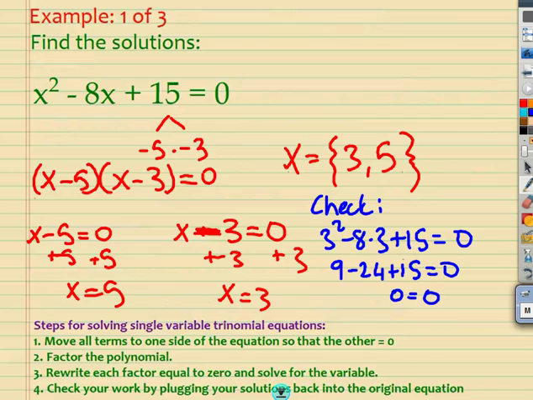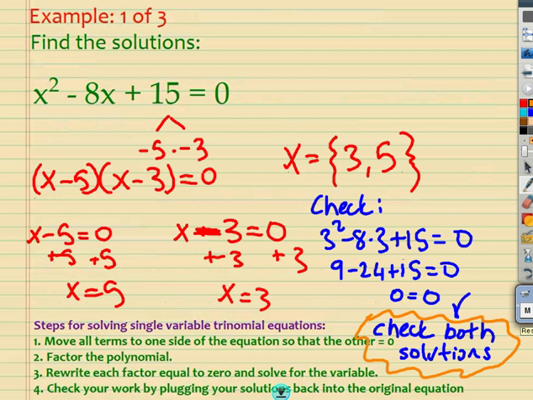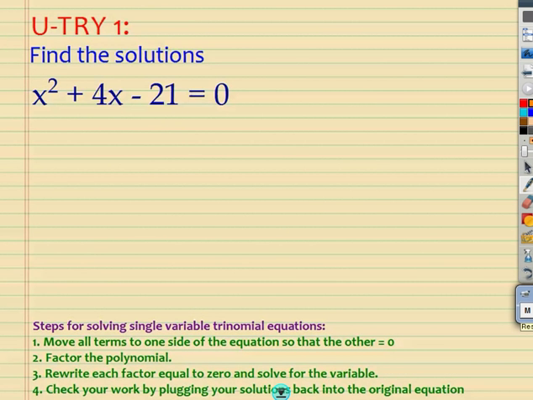I only showed one of the solutions in my check step. We should solve both of them. We should show both of the solutions in our check step to make sure that both of them are correct solutions. Here is your U-try.